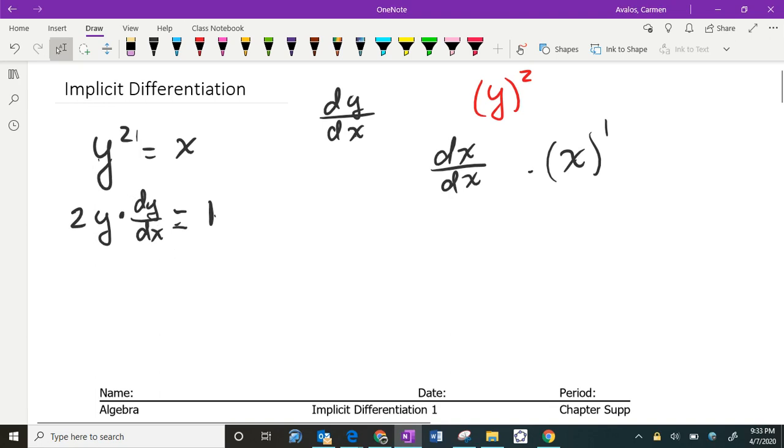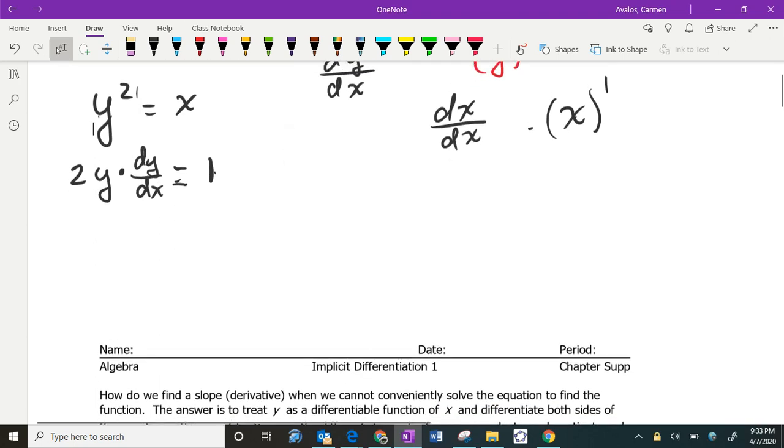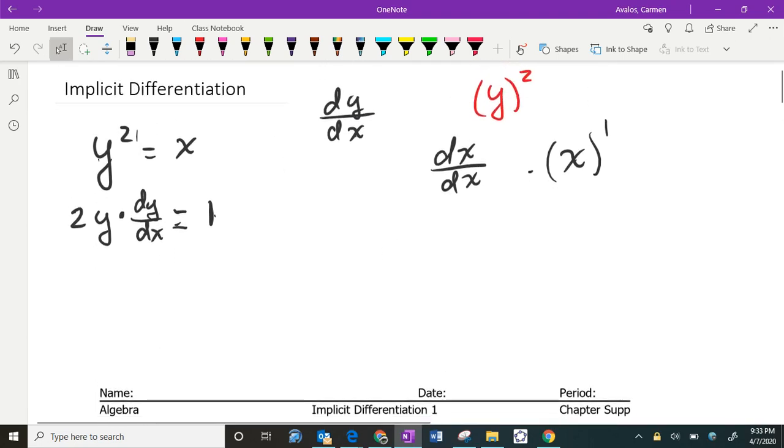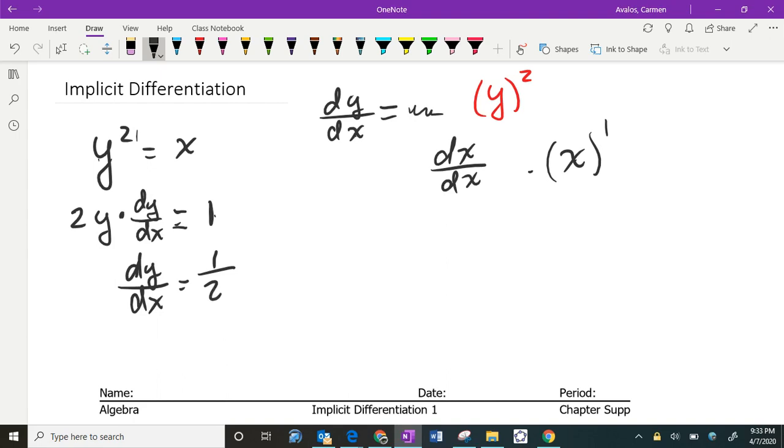Okay, so now what do we do next? We can't leave it like that. It has to be dy dx equals. We want to know the derivative, and I want something after that. So that means we have to get the dy dx by itself. So the way that you do that is dy dx is going to be 1 over 2y. And so that is what we get there.